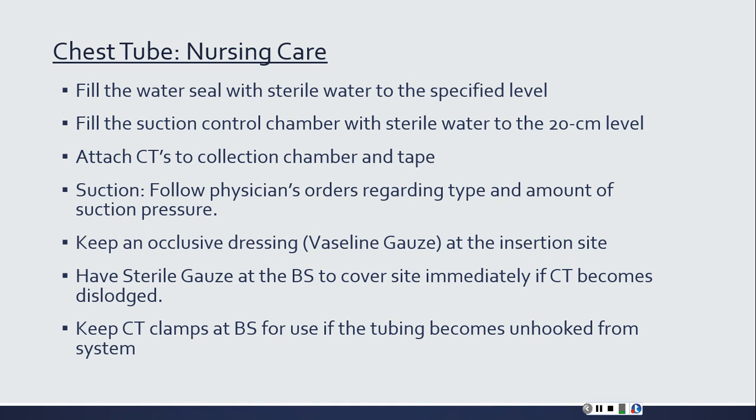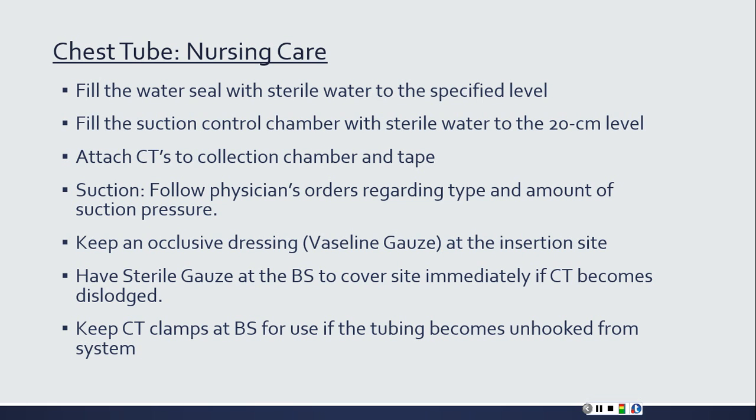Okay, what happens if it becomes unhooked from the system? What do we have? Yeah, we've got a mess. Absolutely. Risk for infection, but also what could change? The pressure. Now you have a change in interpleural pressure, and the lung itself could collapse again. You want to make sure that pressure is constant. In most cases, we're not going to use the clamps.